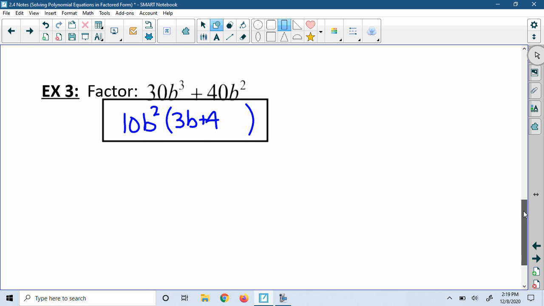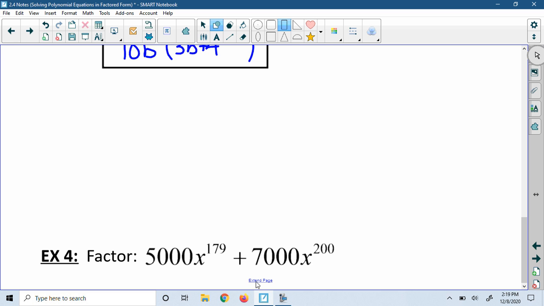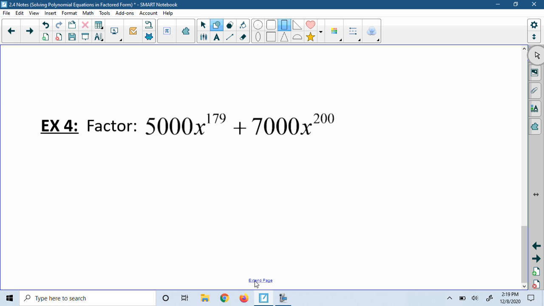Just for kicks, I made one with really large numbers in it. 5,000x to the 179th power plus 7,000x to the 200th power. That might be the biggest polynomial you've ever seen so far.